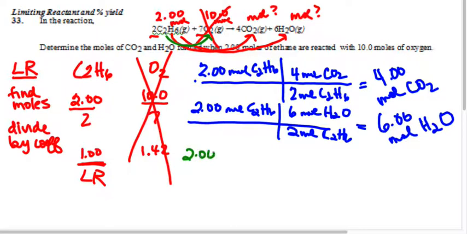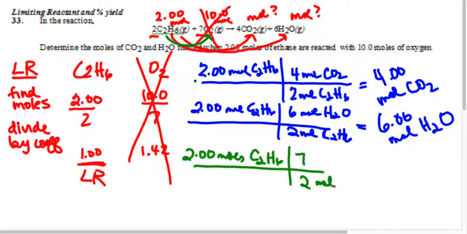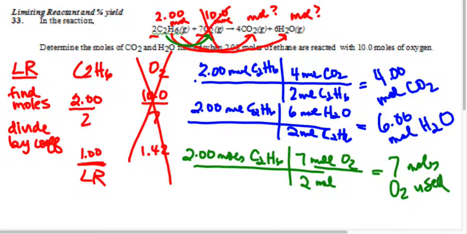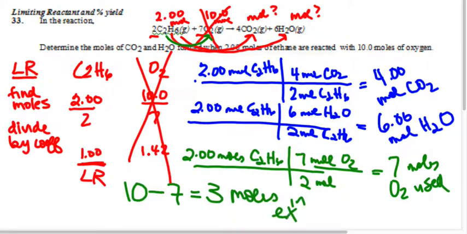So 2.00 moles of ethane. I'm going to go straight to oxygen. For every 2 moles, I have 7 moles of oxygen. So that gives me 7 moles used. How many in excess then? 3, because I start out with 10 moles minus 7. 3 moles in excess.